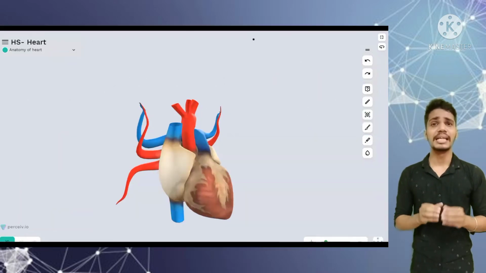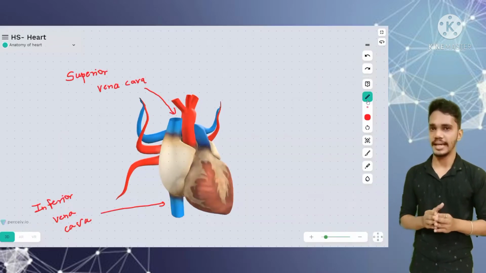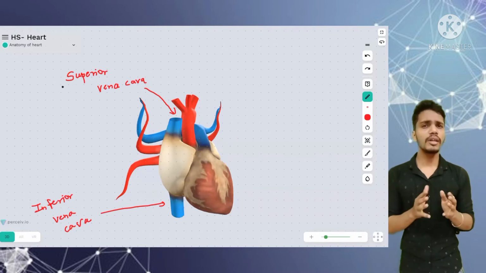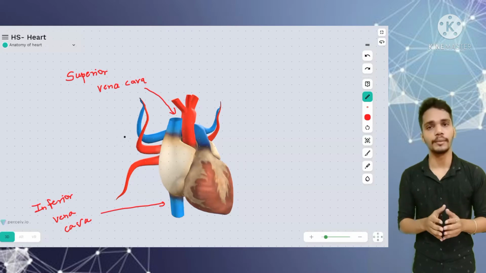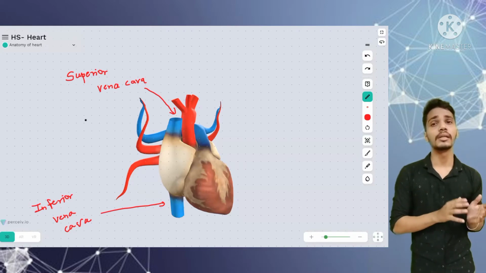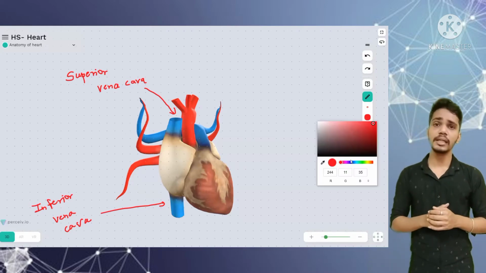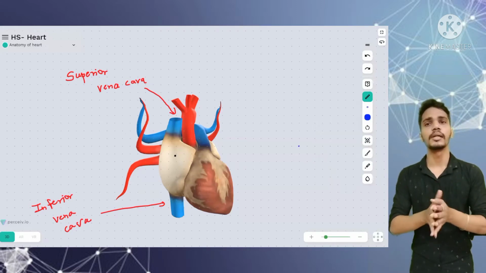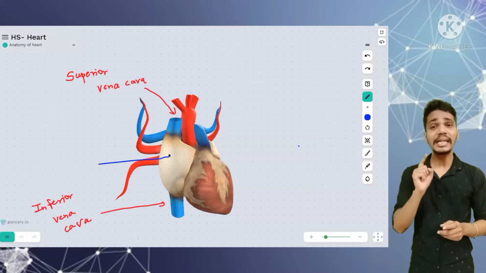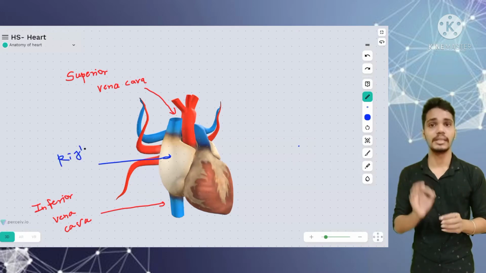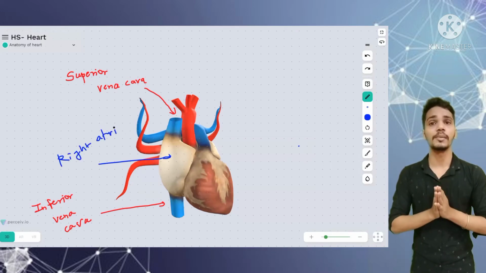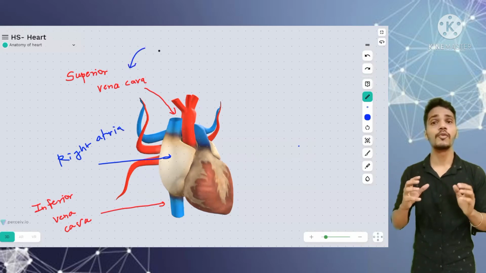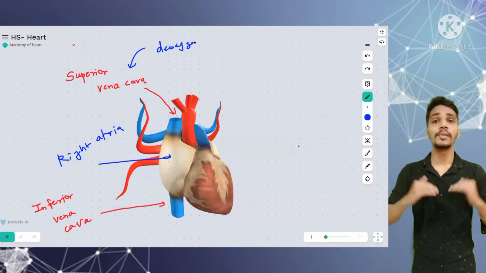Apart from this, there is a superior vena cava and an inferior vena cava. You can see it here, right? Exactly. So what is the function of this? Vena cava means vein. And what is the vein's function? It's pouring the blood into the heart. Yes, exactly. It comes around the body parts and pours deoxygenated blood into the heart. So the right atrium is the first chamber in the heart which receives the deoxygenated blood from the superior vena cava, and the superior vena cava is responsible for pouring deoxygenated blood from the above part of the body.